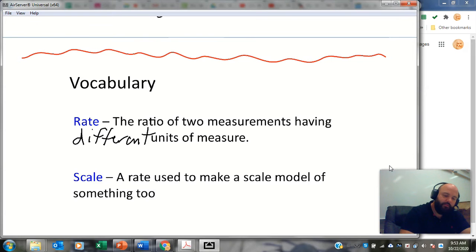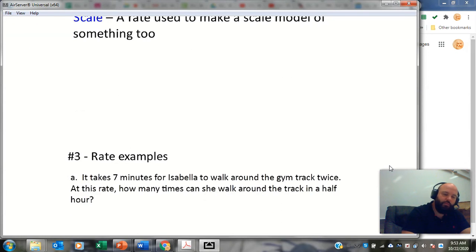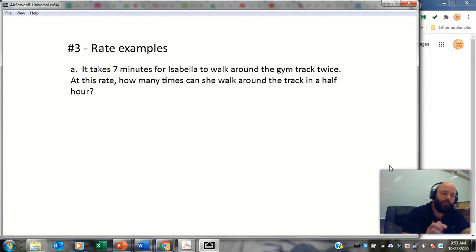And so let's take a look at a couple of word problems. It says rate examples. It takes 7 minutes for Isabella to walk around the gym track twice. At this rate, how many times can she walk around the track in half an hour?